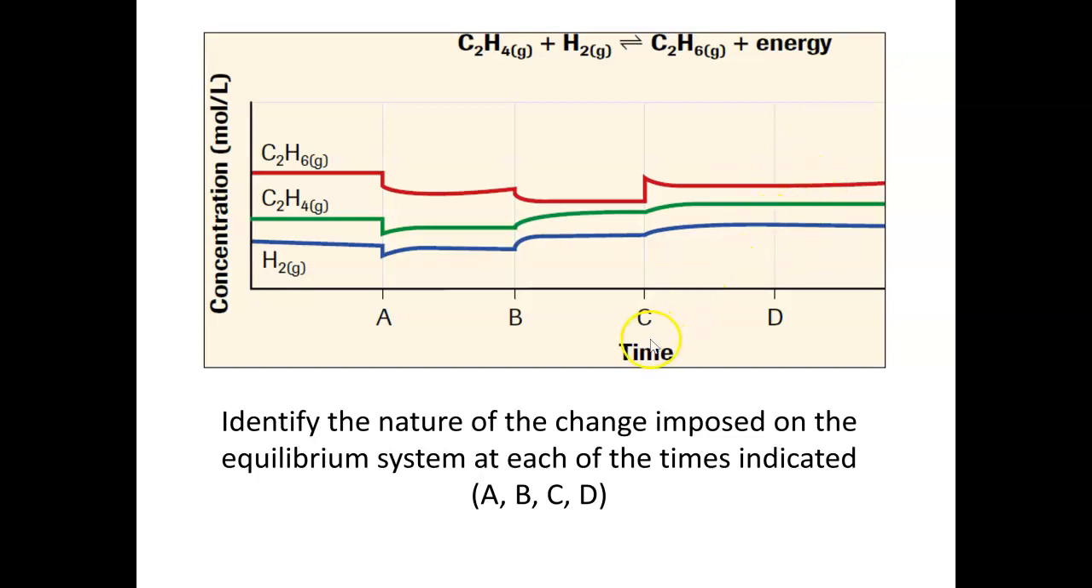So my question to you is, at each of these points, A, B, C, and D, what kind of stress could I have introduced into the system in order to force the graph to behave the way it has behaved in each of these scenarios? So let's give this a try. Take a moment, press pause, and then when you press play, we'll take it up together.